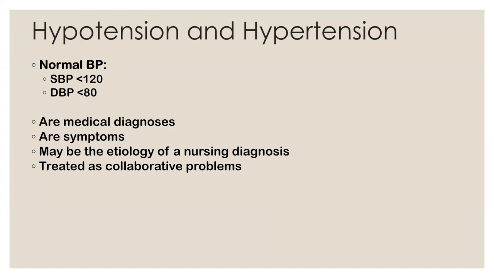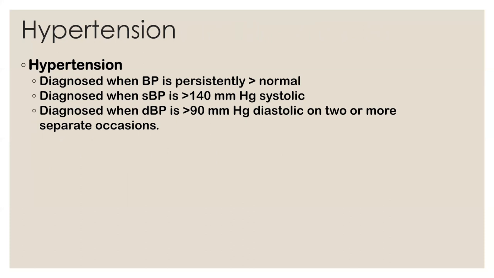They may be the etiology of a nursing diagnosis as well. And they're treated as collaborative problems with other specialties, other providers as well. So hypertension. Okay, so physiologically, hypertension is related to the thickening of the arterial walls and decreased elasticity of the arteries. Okay, in order to diagnose hypertension, there needs to be multiple elevated blood pressures on different occasions. Okay, again, looking for a pattern.